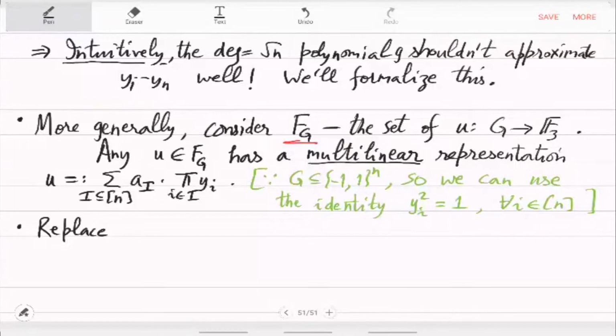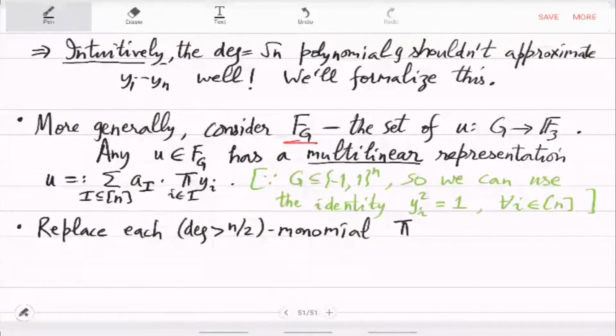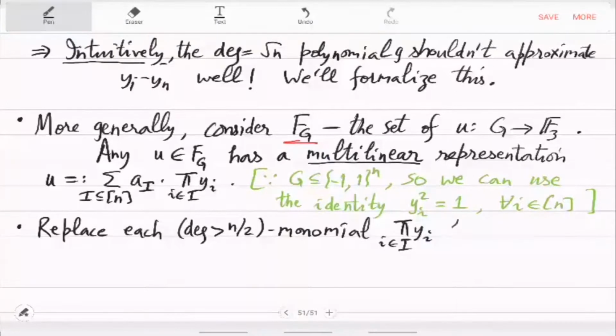So replace each monomial of degree greater than n by 2, each monomial y_i, by g times y_i.